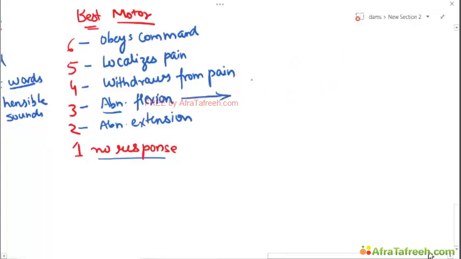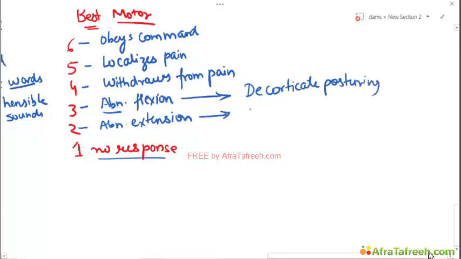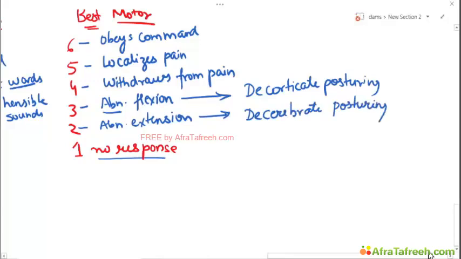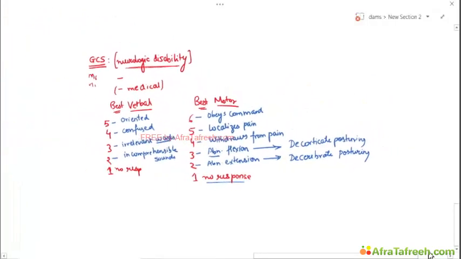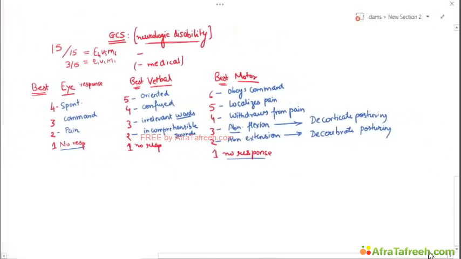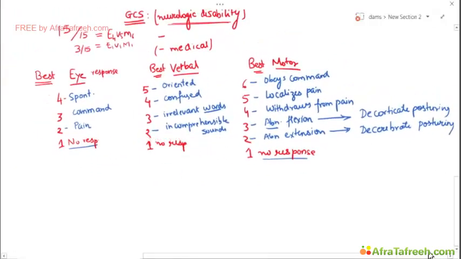This is also known as decorticate posturing. The two are equivalent, and M2 is also equivalent to decerebrate posturing. Okay, so this is how you calculate a GCS.